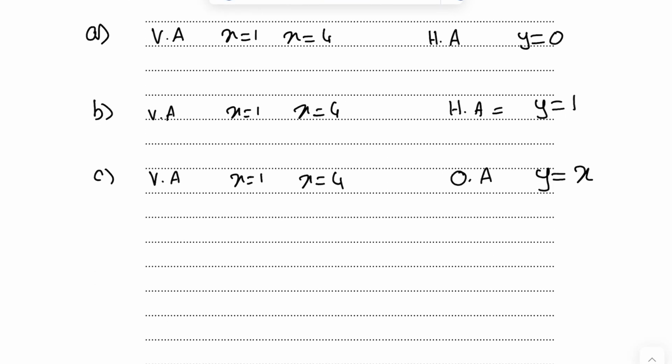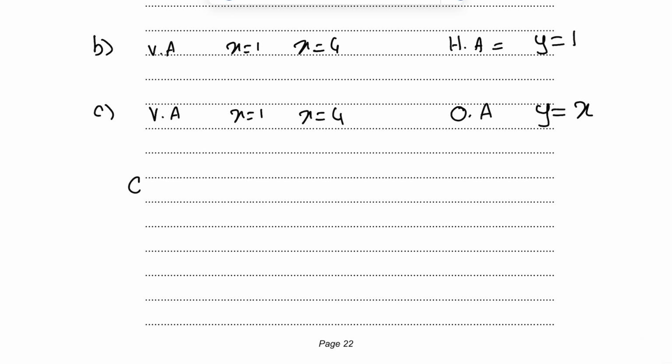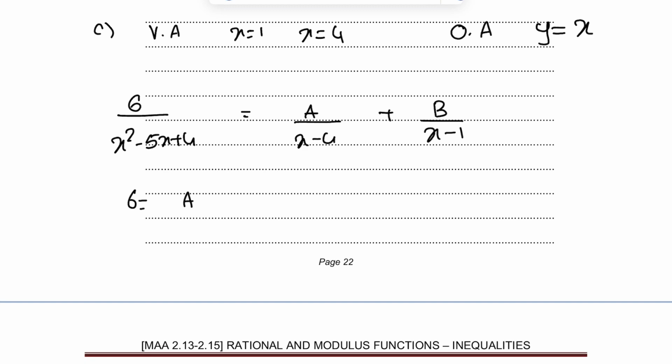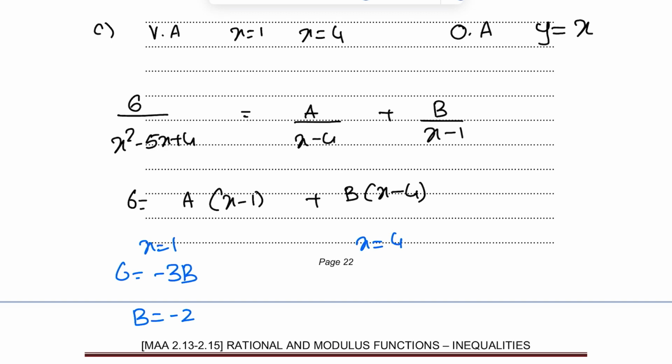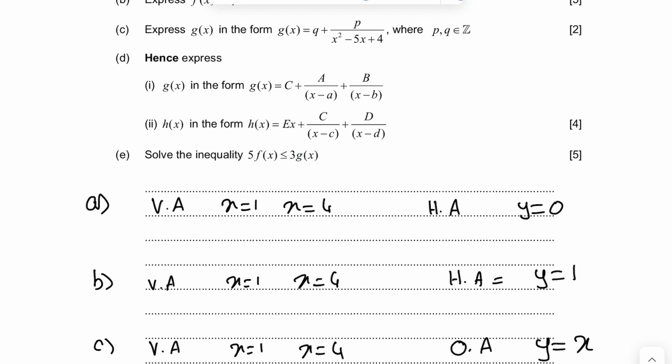Part B, express f of x in partial fractions. 6 upon x square minus 5x plus 4 equals a upon x minus 4 plus b upon x minus 1. So 6 equals a times x minus 1 plus b times x minus 4. So x equals to 1: 6 equals negative 3b, so b equals negative 2. x equals to 4: 6 equals 3a, a equals 2. So what will be the partial fractions? 2 upon x minus 4, negative 2 upon x minus 1. Then express g of x in this form.